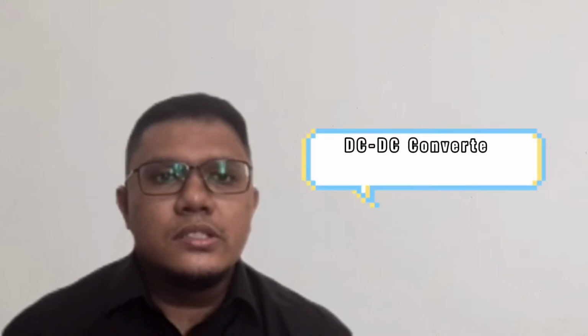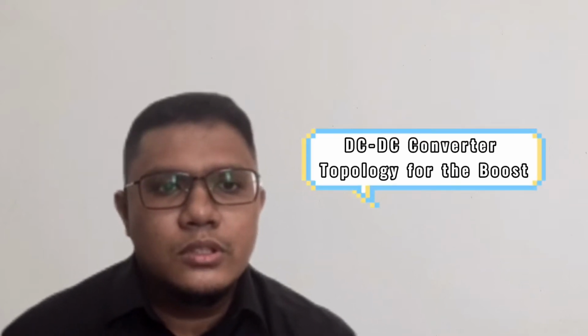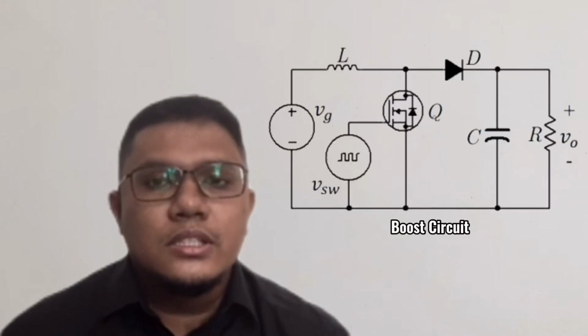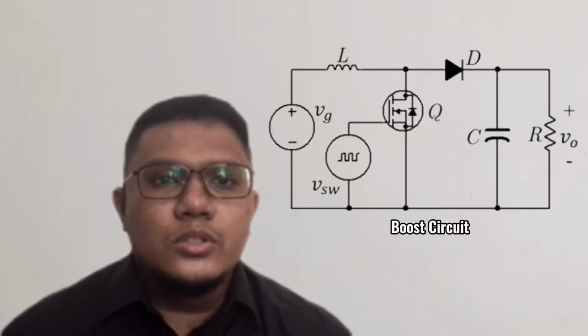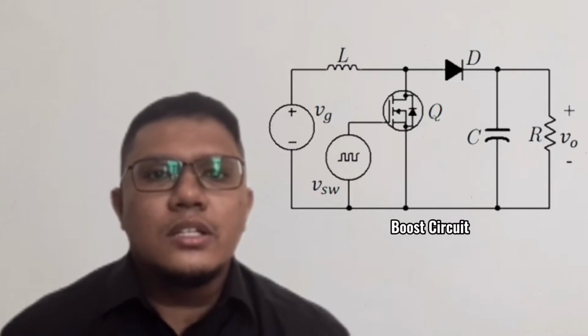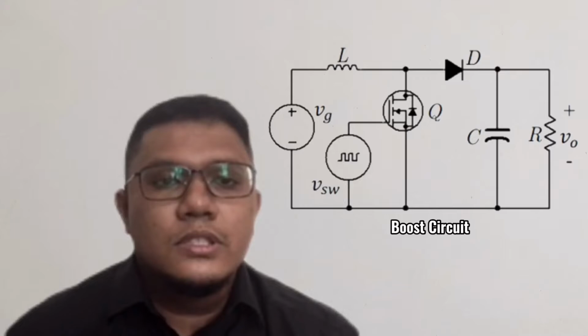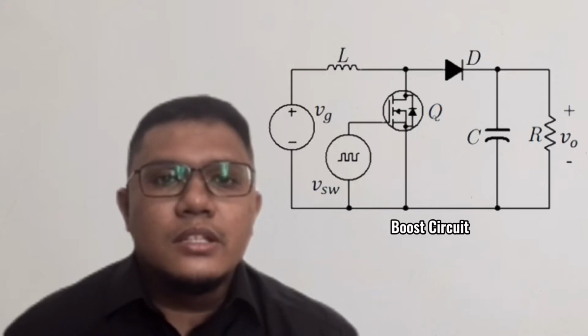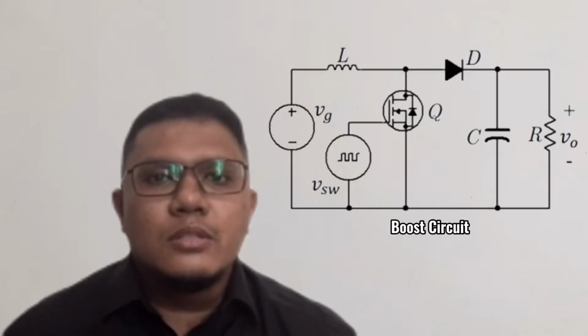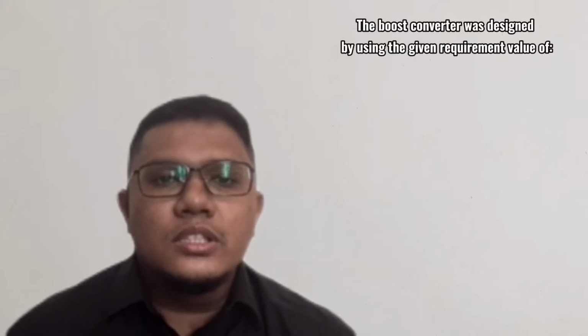I will explain about the methodology. Firstly, the DC-DC converter topology for the boost. The well-known circuit for the non-isolated converter is the boost converter. The duty cycle value was used to calculate the capacitance value that results in the maximum peak-to-peak ripple voltage of 100 mV. The minimum value of the inductor was calculated to ensure continuous current mode over all conditions. So the boost converter was designed using the given requirement values.